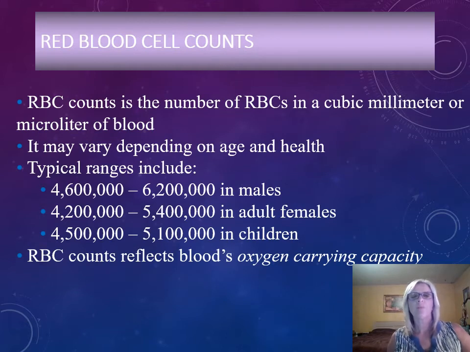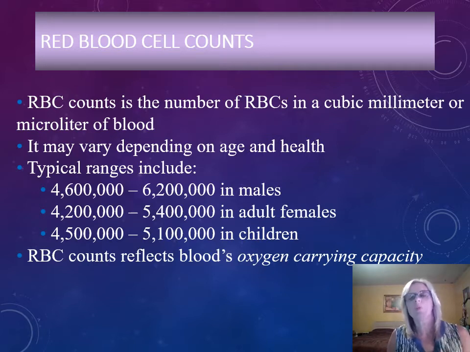So we take a red blood cell count in order to count the number of red blood cells in a millimeter cubed or microliter of blood. This can vary depending on age and health. Typical ranges for males, you can see here listed at the top, 4 million to 6 million. Below that we have adult females, and then ranges for children as well. This reflects again the oxygen carrying capacity of the blood, so these are important.